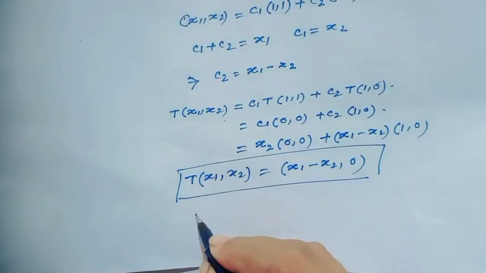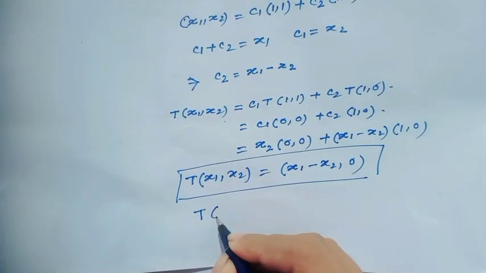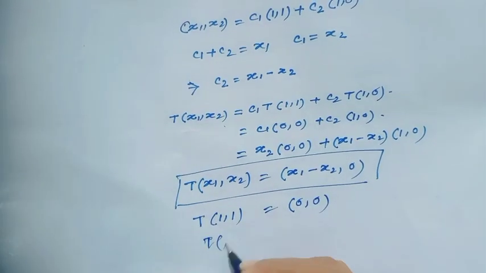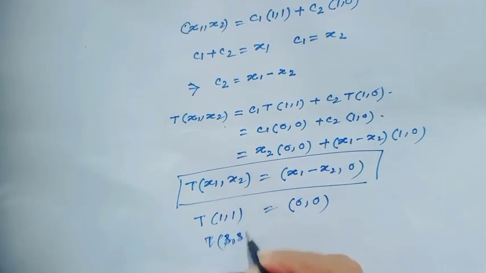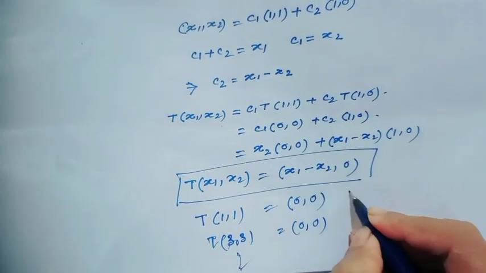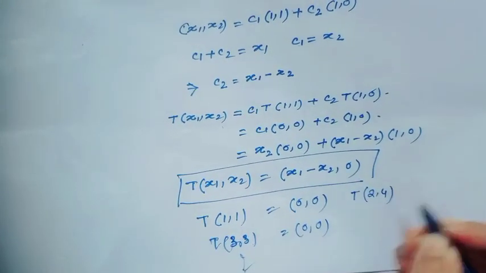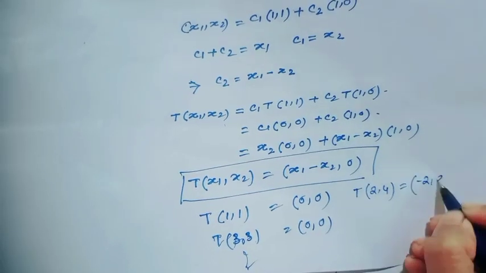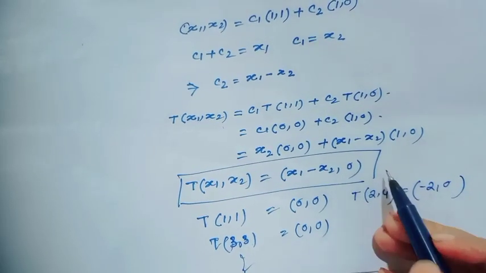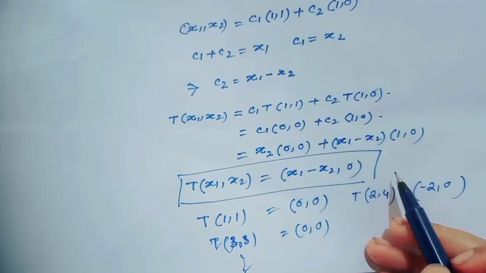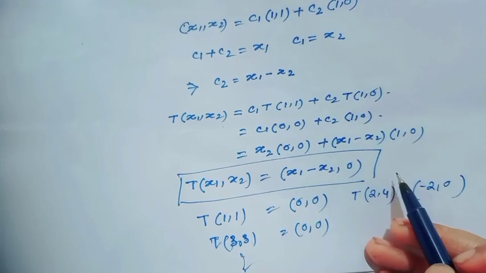Okay. Check here. If you put T of (1,1), then this would be (0,0). T of (3,3) would be (0,0). But for another point, if you consider T of (2,4), then this would be (-2,0). This linear transformation is of this type. I hope all my viewers have understood this linear transformation clearly.